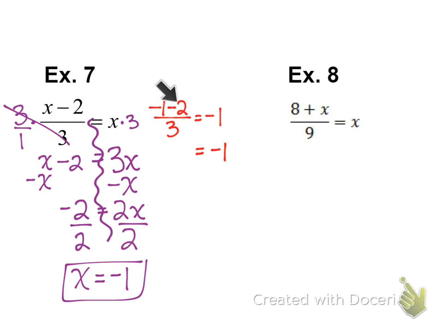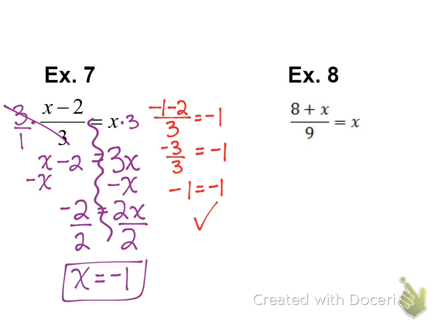On the left side, negative 1 minus 2 gives me what? Negative 3. It's still getting divided by 3. What's negative 3 divided by 3? Negative 1. Does negative 1 equal negative 1? Yes, so I got it right. I checked it. So if they're asking you to check, you plug your answer back into the original problem before you did any work.